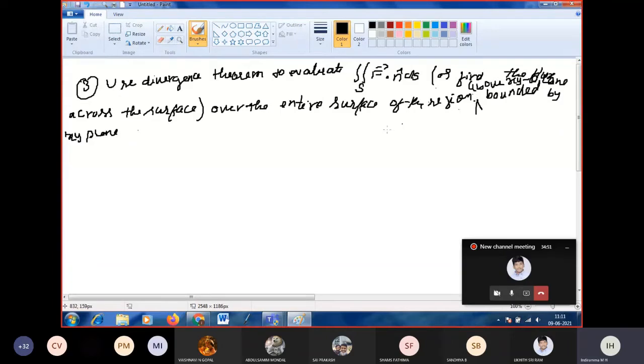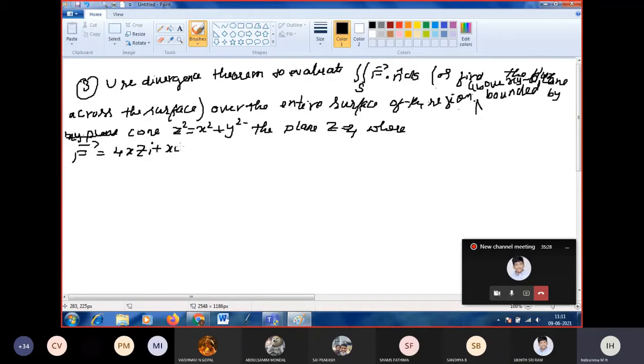bounded by the cone z square is equal to x square plus y square, the plane z equal to 4, where vector F is equal to 4xz i cap plus xyz square j cap plus 3z k cap.